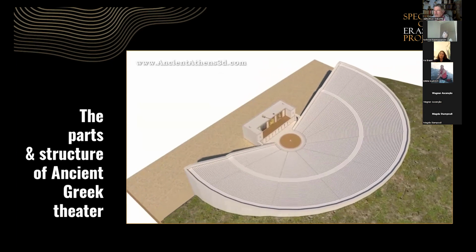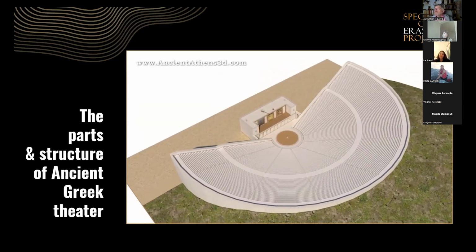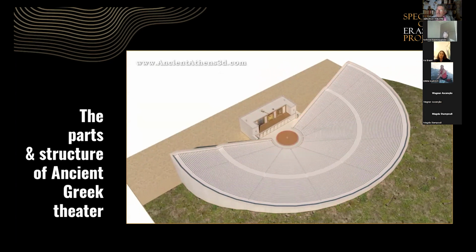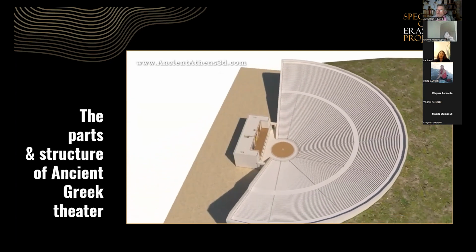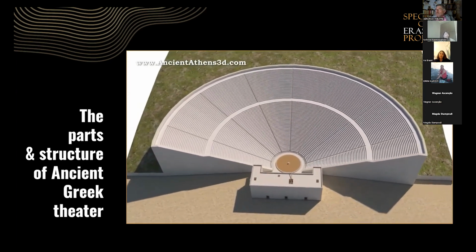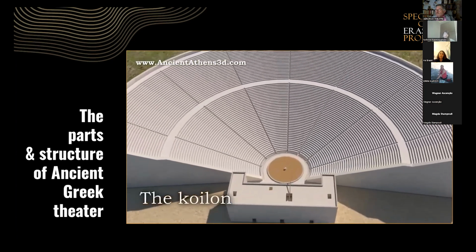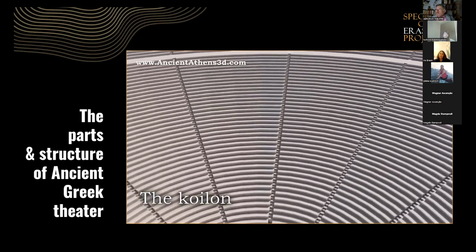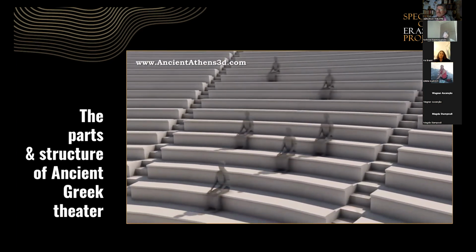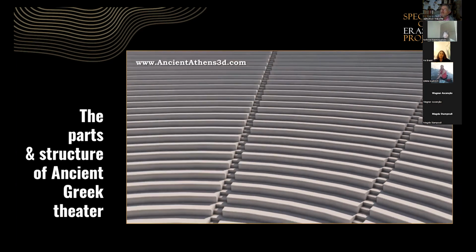The ancient Greek theatre consists of three main parts: the koilon, the orchestra, and the skini. The koilon was the place where the spectators used to sit. The stone seats of the spectators were called edolia, and were accessed by stairs, the klimakes, located in radial arrangement.